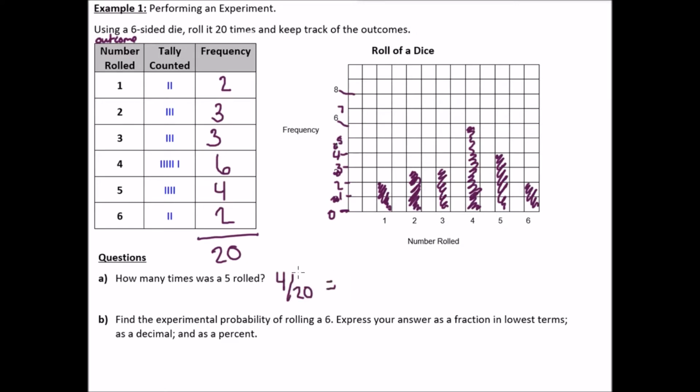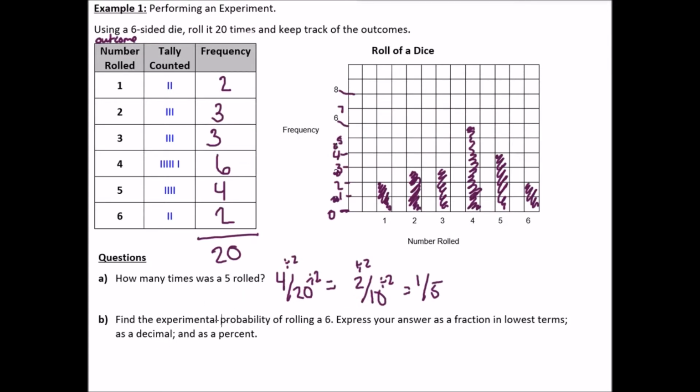And if you want to reduce this, remember, just divide the top number. You can do it simply, like just divide them by 2s. We notice that the 4 and the 20 are both even numbers. But then we notice the 2 and the 10 are even numbers, and you can divide both of these by 2 as well. Okay, so a 5 was rolled 1 out of 5 times.